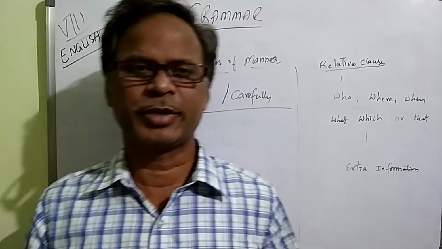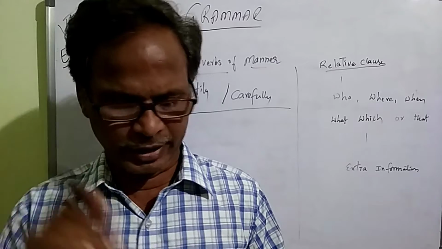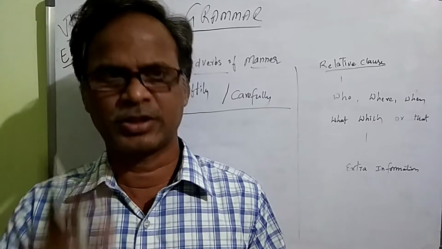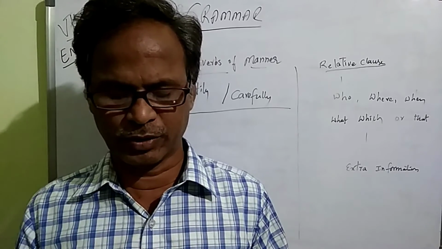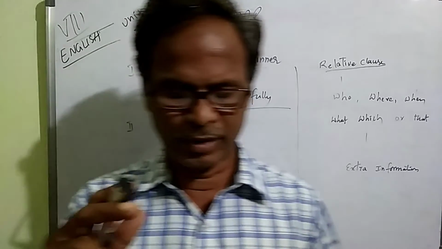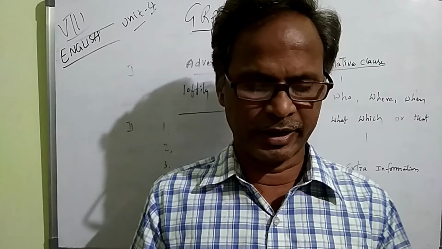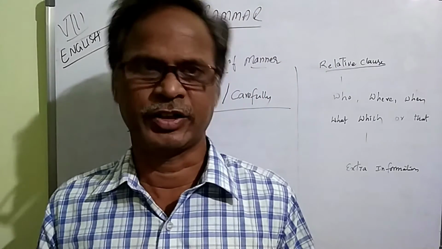Next, the fifth bit is given, the editing part. In the editing part, what is given to you? Let me read out one editing part. Read the following passage given to you. Every numbered sentence has an error. Identify and edit it.